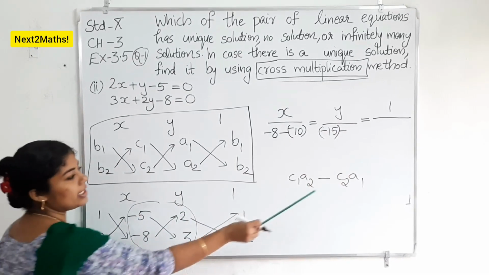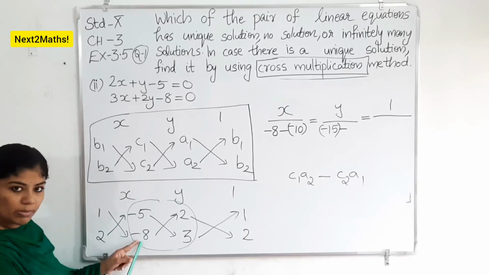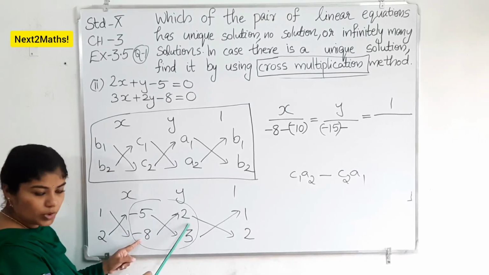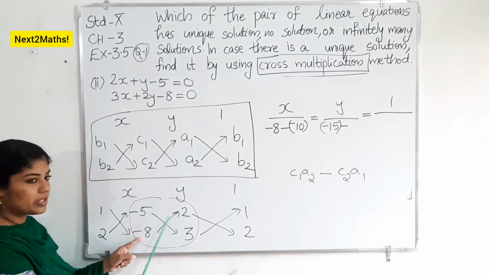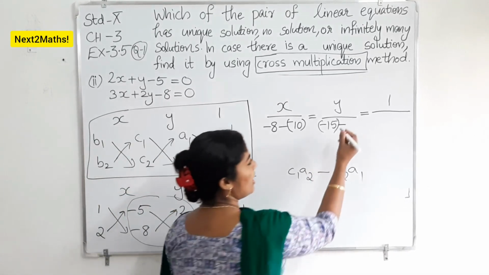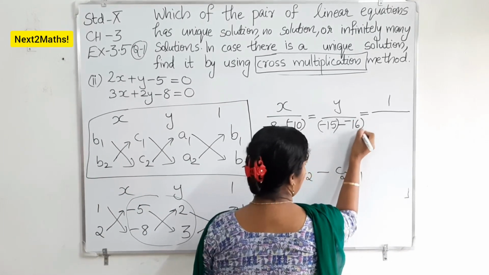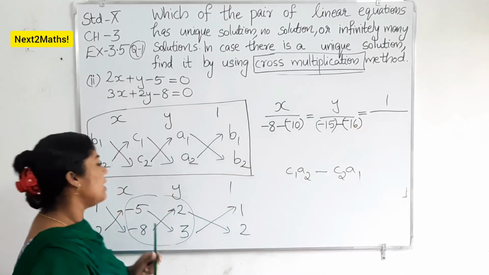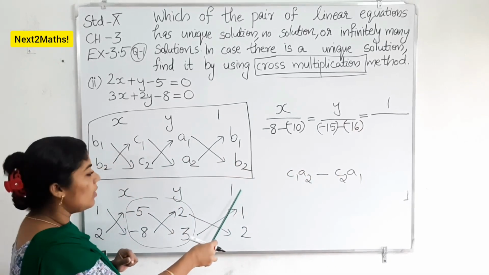Now come to here, c2. So c2, this one minus 8 with the 2, minus 16. Now it is minus 16. So right here minus 16. So that portion is over. Come to the last part.